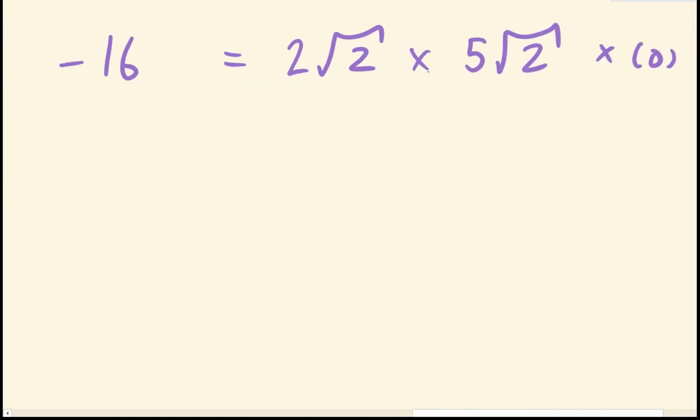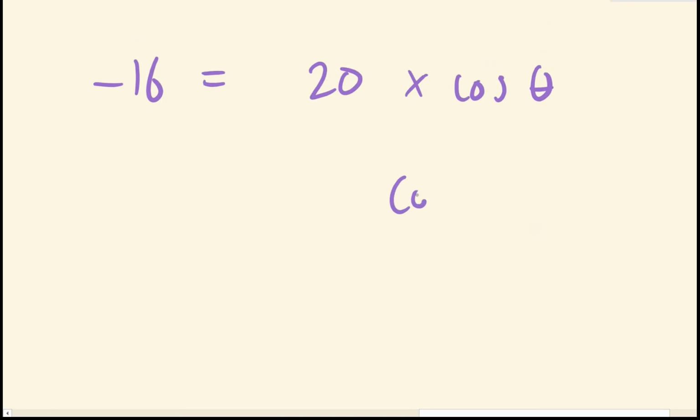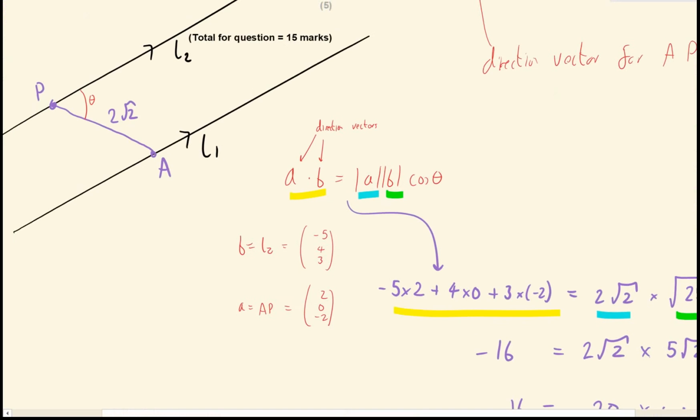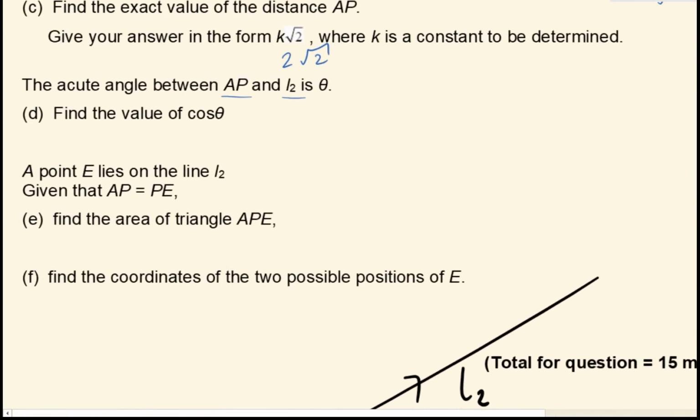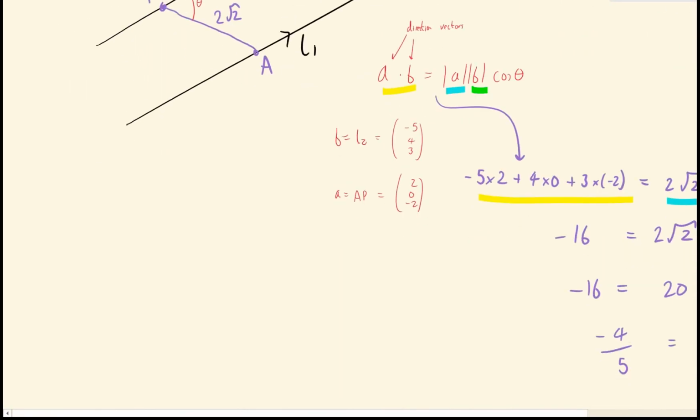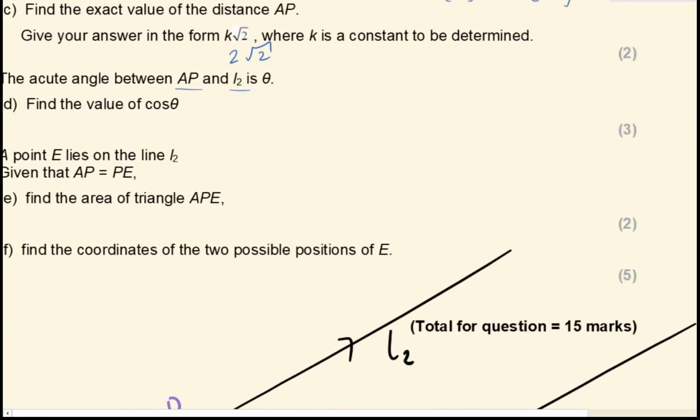Let's times those two terms together. So 2 times 5 is 10. Root 2 times root 2 is 2. So that gives me 20 times cos theta. That now means that cos theta is going to be minus 16 over 20, or simplifying down, minus 4/5. Let's see what exactly they want. They just want the value of cos theta. So that's fine. So cos theta equals minus 4/5.